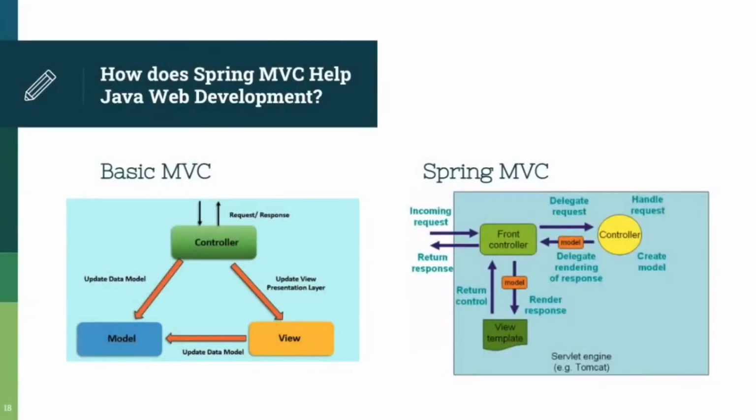What's the difference between them? How does Spring MVC help Java web development? Spring MVC is also an MVC framework. The main difference between them is that Spring MVC extends the MVC framework to include more layers. We can see the two images below. We can see Spring MVC contains a front controller, which the base MVC doesn't contain.